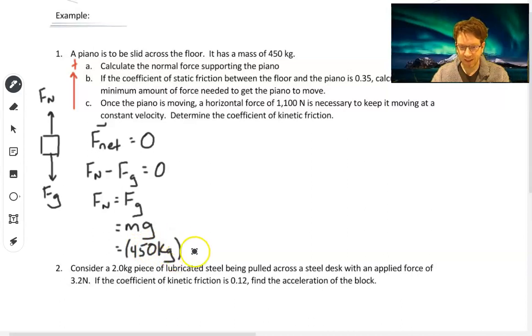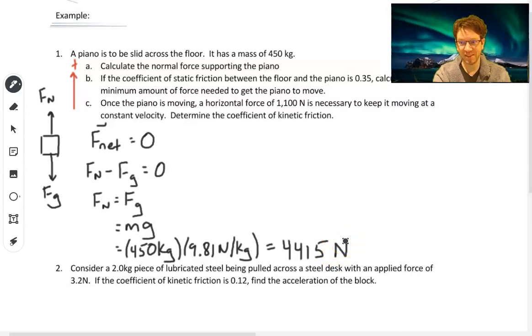times 9.81 newtons per kilogram. And that gives us a normal force of 4,415. Now that's not to the correct significant digits. I'm adding one additional digit just because I'm going to use this in parts B and C.